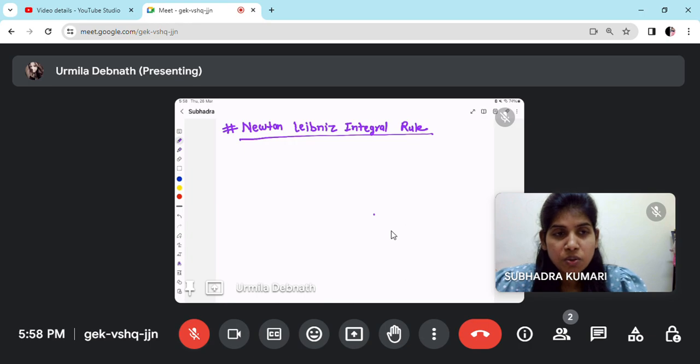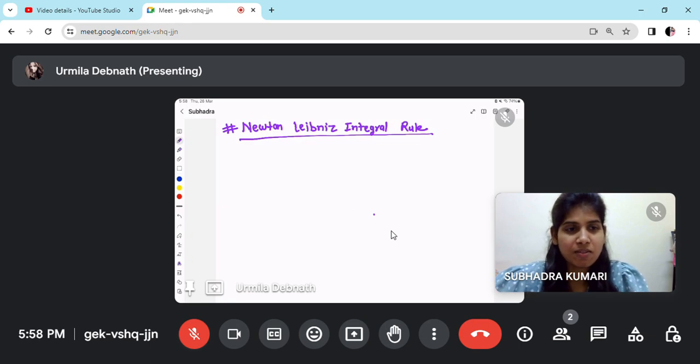The Newton-Leibniz integral applies when the range of the integral is not constant, that is, variable type. Suppose the lower limit is variable, not 2, 3, 4, 5, but in terms of x, something else, and the upper limit also. Then in that case we have to apply the Newton-Leibniz rule, and this formula also helps us solve many limits questions.